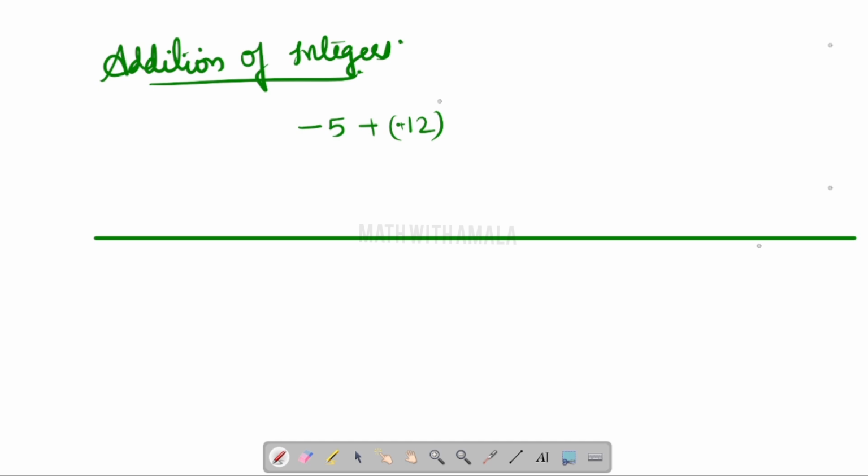So here we take negative 5 plus positive 12. Here you can take 12 minus 5, because we can just rearrange it since addition is commutative, and you can say it is 7. Okay, so let us represent this on the number line.